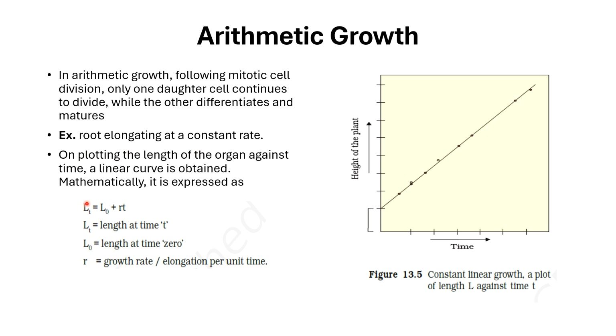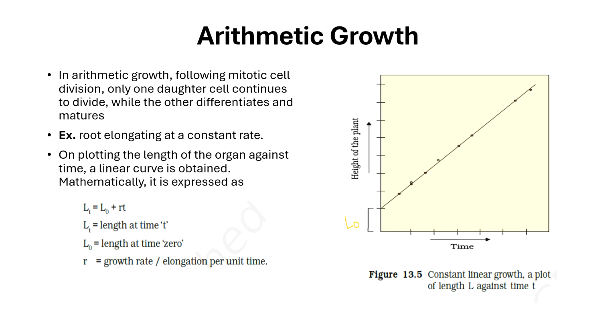Now, if we have to mathematically represent it, it can be represented as Lt = L0 + rt. Now, if we consider the root elongation, Lt is the length at time t and L0 is the length at time 0. Now, if you see at time 0, it will have some length. So, this is nothing but L0.